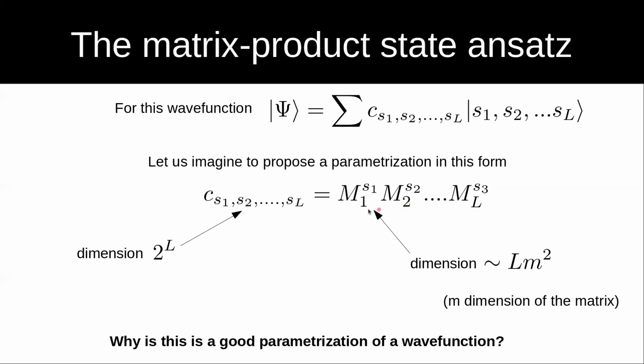So in practice, if we use this parameterization, we would need to store a number of coefficients that is proportional to L, with L the number of spin sites, and M squared. And M is essentially the dimension of these matrices that we just decided to define. This is, of course, a choice that we make. This may be a good choice to parameterize all these coefficients, or this may not be a good choice. So now the first question is, how do we know that this is a good choice? And the second question, what is the reason why this is actually a fitting choice for a many-body wave function?